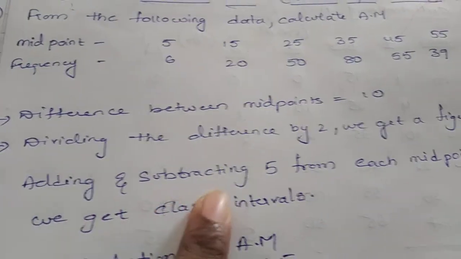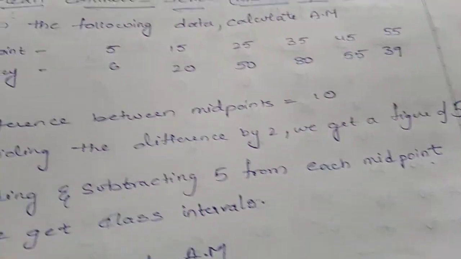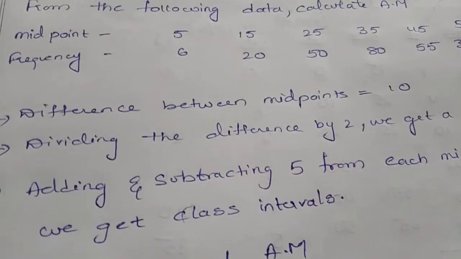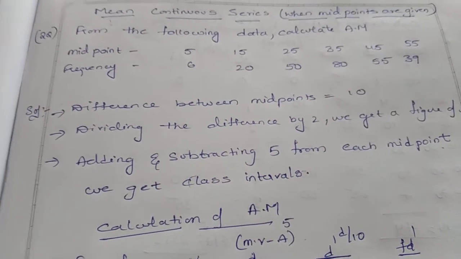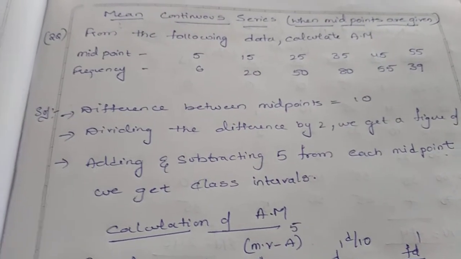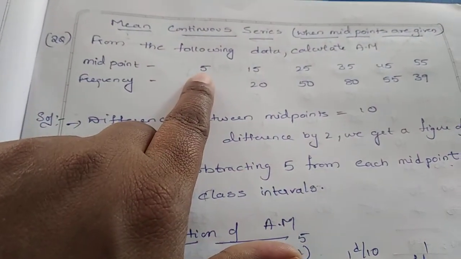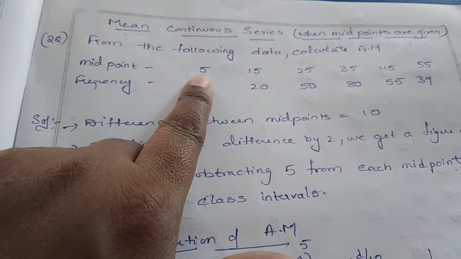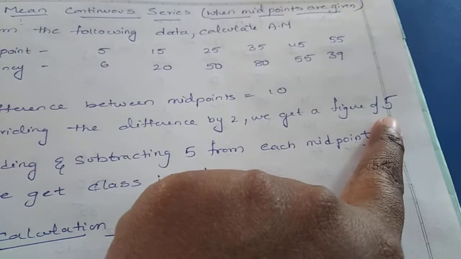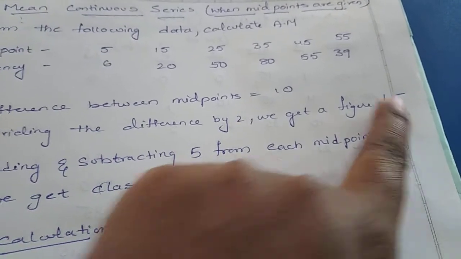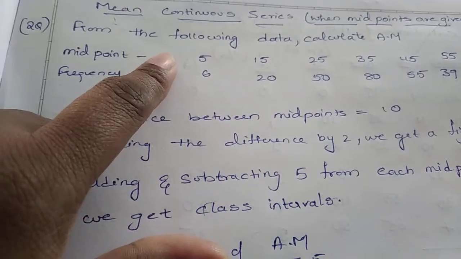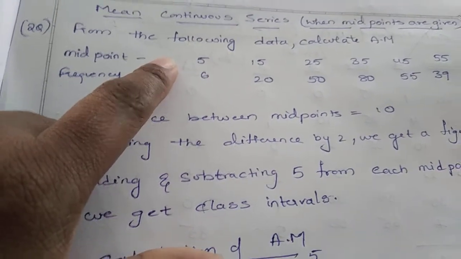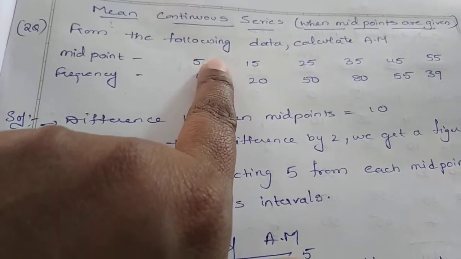So adding and subtracting 5 from each midpoint, we get the class intervals. Here the midpoint is 5. For this, what we have to do with the difference we got, 5? This 5 should be deducted to get the lower limit, and on this side we have to add.